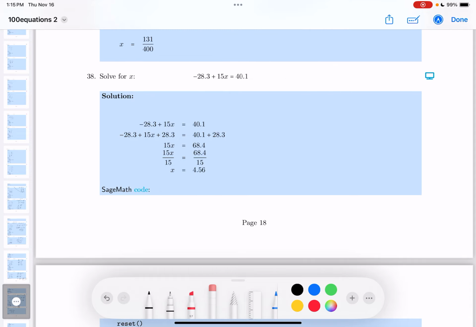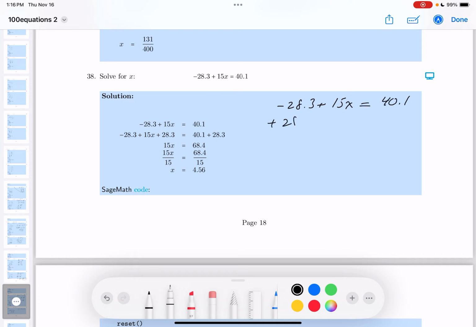Okay, we're on problem number 38 now. It's another decimal problem, and let's start by just dealing with the decimal. So let's put this down. It's going to be minus 28.3 plus 15x equals 40.1.